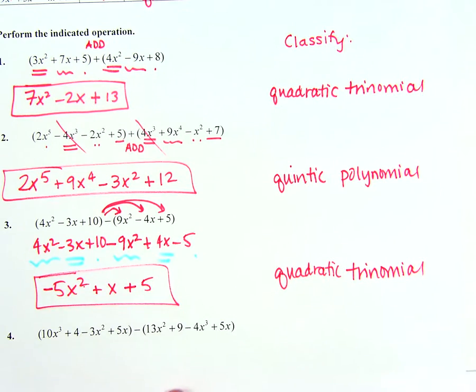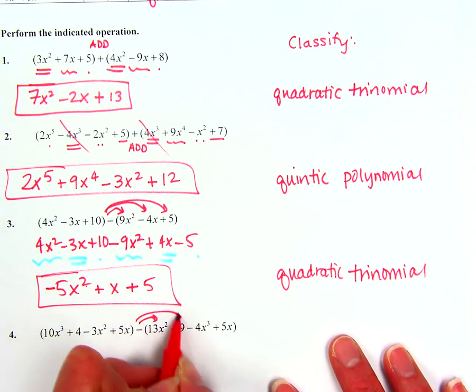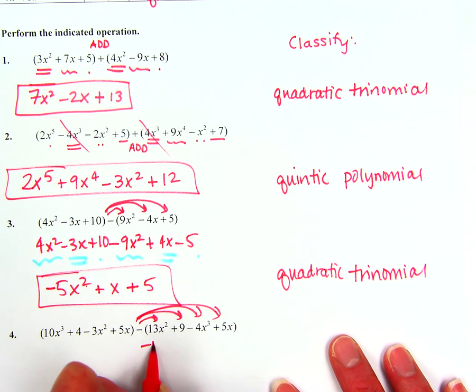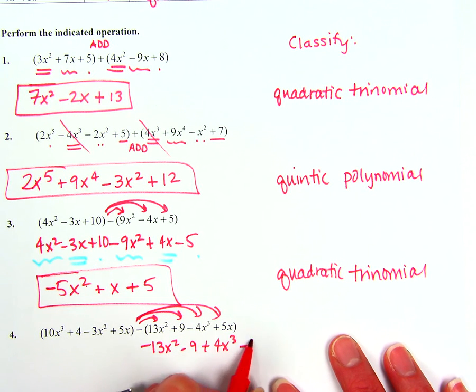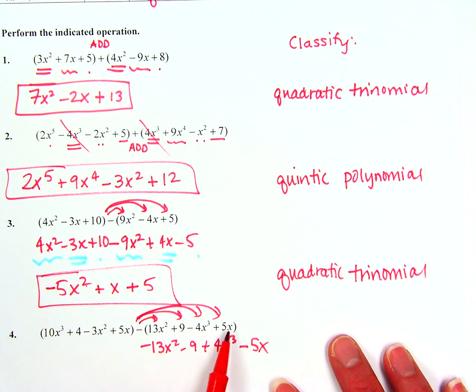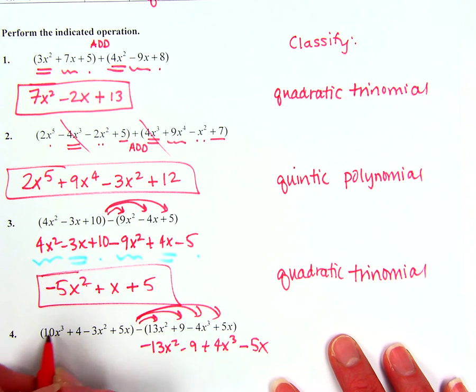All right, final question. We have another subtraction problem, so we're going to distribute our negative sign. Negative 13x squared minus 9 plus 4x cubed minus 5x. Basically, I just changed all my signs to the other sign. Right? If it's positive, it's negative. If it's negative, it's positive. And these you keep the same.